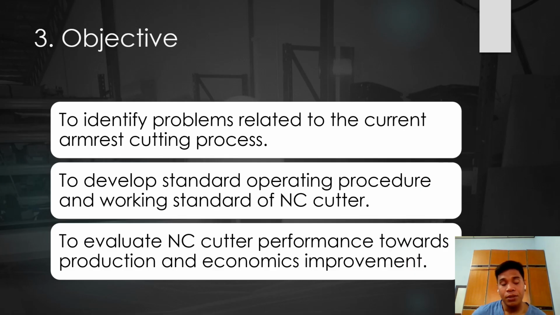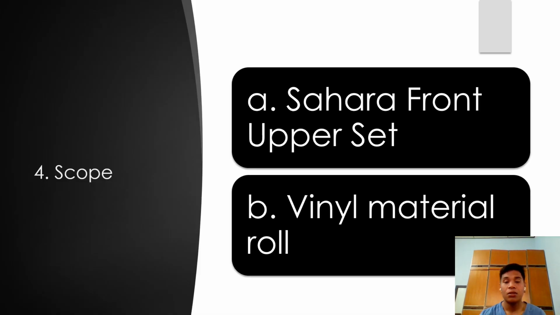For objective, first is to identify problems related to the current armrest cutting process. Second, to develop standard operating procedure and working standard for this machine NC cutter. Third, to evaluate the NC cutter towards performance, production and economic improvement. For the scope, the first is only for Sahara front upper set, and the second is for a roll of vinyl material.